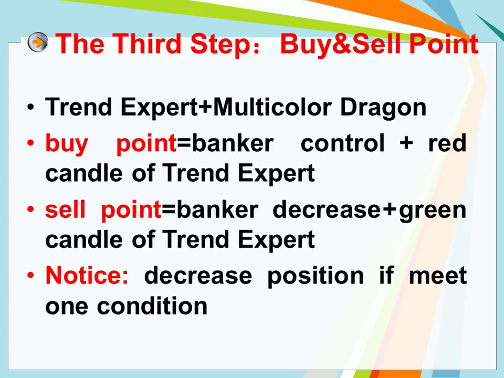Okay, so how to judge the buy point and sell point? So buy point, banker control plus red candle of trend expert. So what's that meaning? Banker control means the multicolor dragon, the red bar is above 50. The red candlestick means the Dow candlestick is red. So the sell point, banker decrease. If you see the red bar decrease and the green candle appears, so this is the sell point.